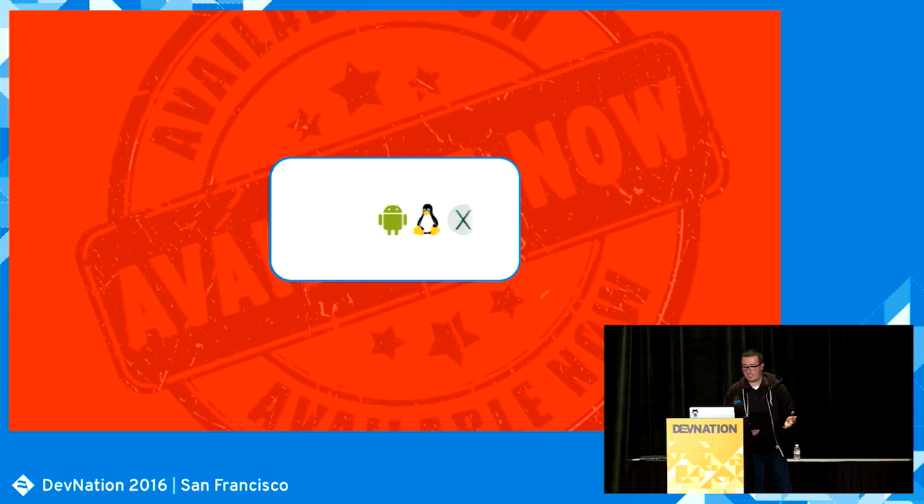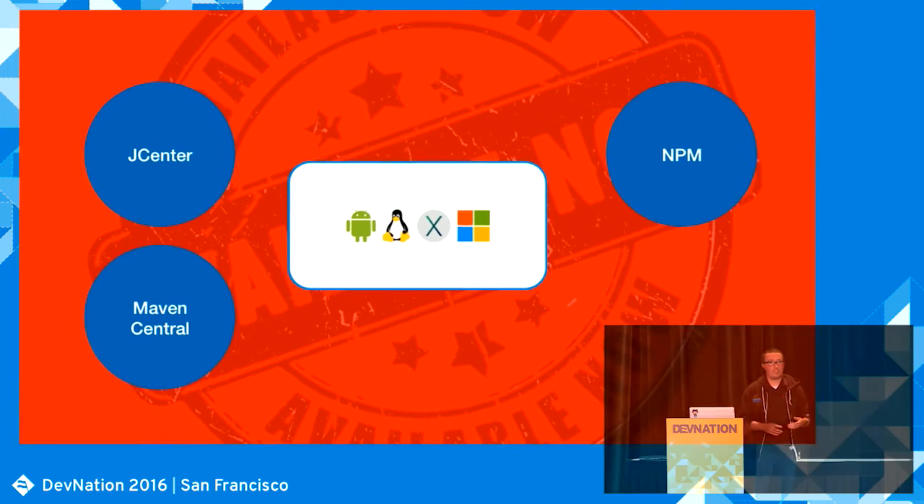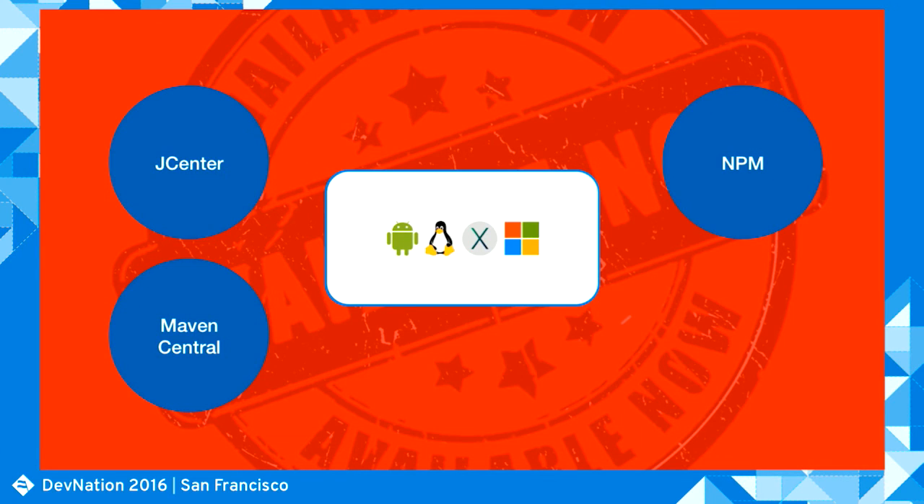So how do you get Couchbase Lite? There are many different ways to get it. You can get it through JCenter if you're on Android, same for Maven Central. Maybe you want to do the JavaScript stuff, you could use NPM. You can use GitHub. If you're using iOS, it could be CocoaPods.